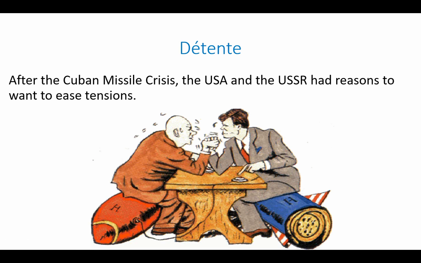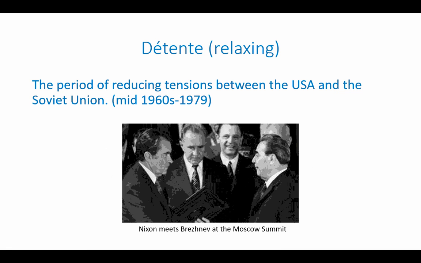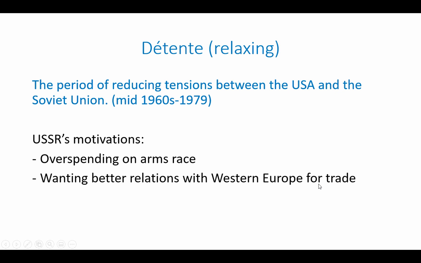All right, so after the Cuban Missile Crisis in the 1960s, the US and the USSR wanted to ease tensions, right? So this led to a relaxing of tensions, detensifying things with détente. This is a period of time during which tensions were reduced. And here we have President Nixon, the American president, meeting with Brezhnev, the leader of the USSR, and they are meeting in person. They're actually talking to each other.